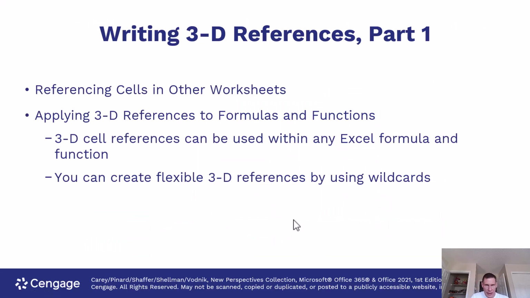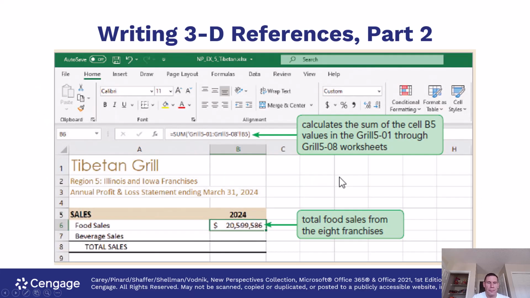We can also write 3D references in the worksheets if we wanted to. This helps us reference cells in other worksheets. So applying 3D references to formulas and functions can be used in any Excel formula and function. And you can also create flexible 3D references by using what we call wildcards.